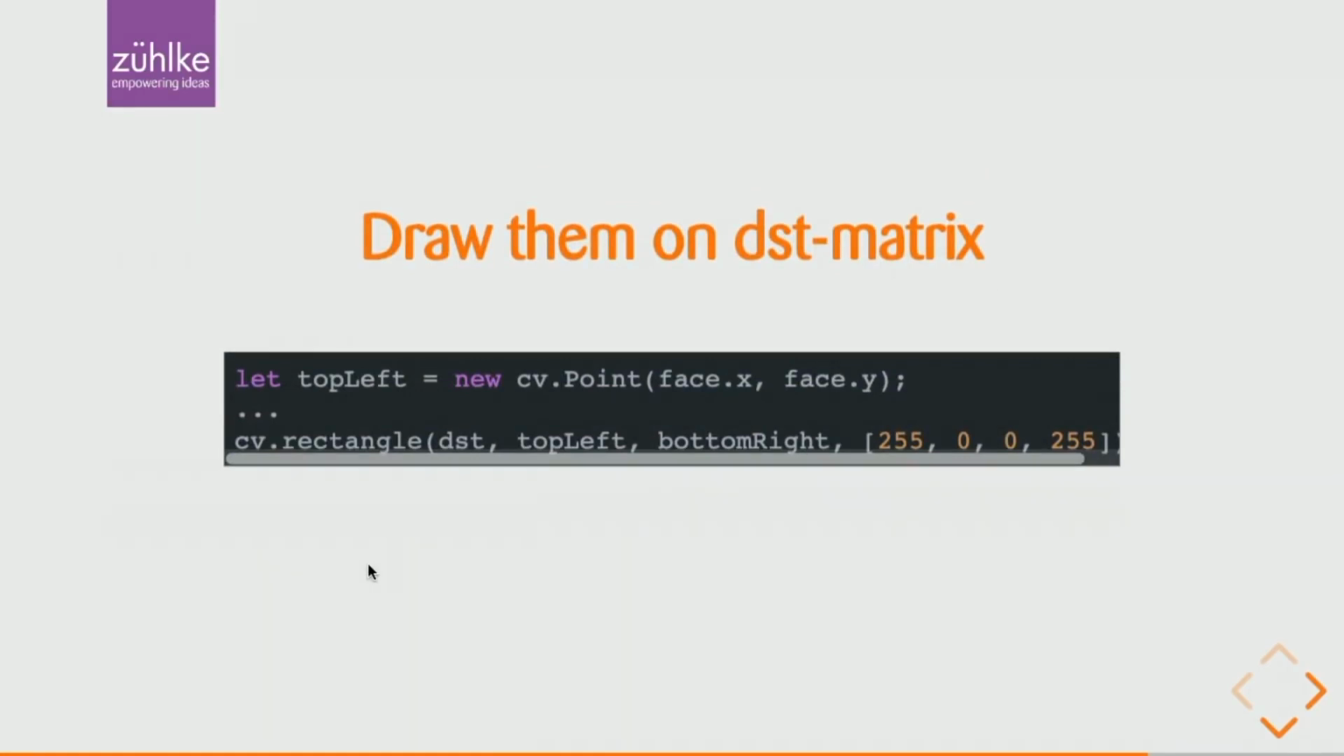This is how it will look like. We draw it on the destination matrix, so we will make a rectangle on the destination matrix. We need 2 points. Here I gave you the code for 1 point. This is top left. How you get to the bottom right is your exercise. And this is the color, RGBA. So this will be red. You can do whatever color you want to there.